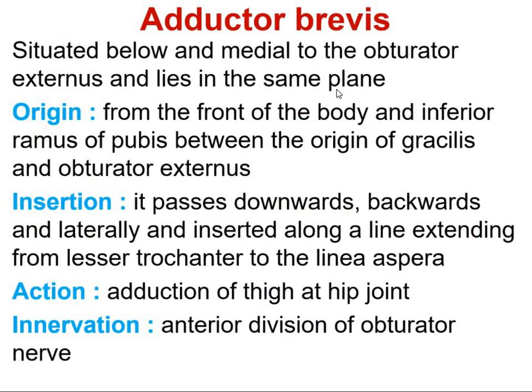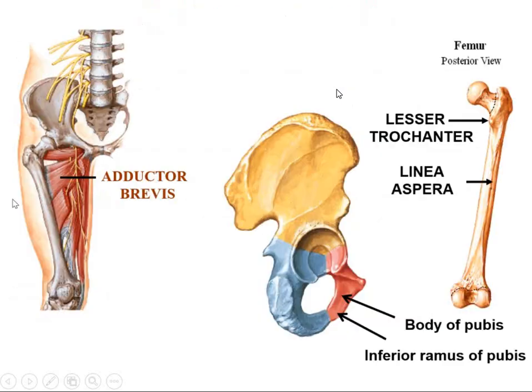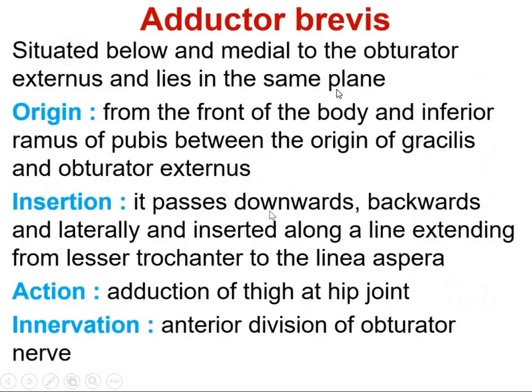Origin is from the front of the body and the inferior ramus of the pubis, between the origin of gracilis and the obturator externus muscle. So here gracilis was going, that will go lower, and here the externus will go, and in between these two would be the origin of adductor brevis from the pubic rami. So this is the ramus from here.